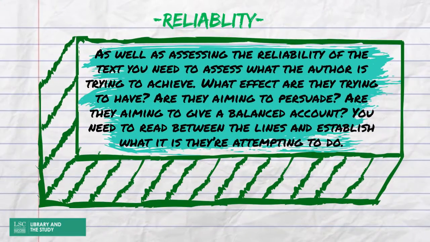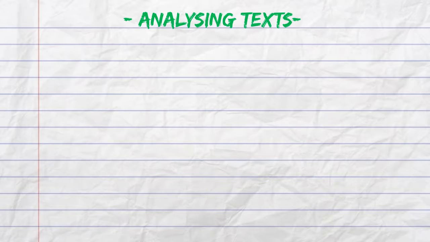As well as assessing the reliability of the text, you need to assess what the author is trying to achieve. What effect are they trying to have? Are they aiming to persuade? Are they aiming to give a balanced account? You need to read between the lines and establish what it is they're attempting to do.